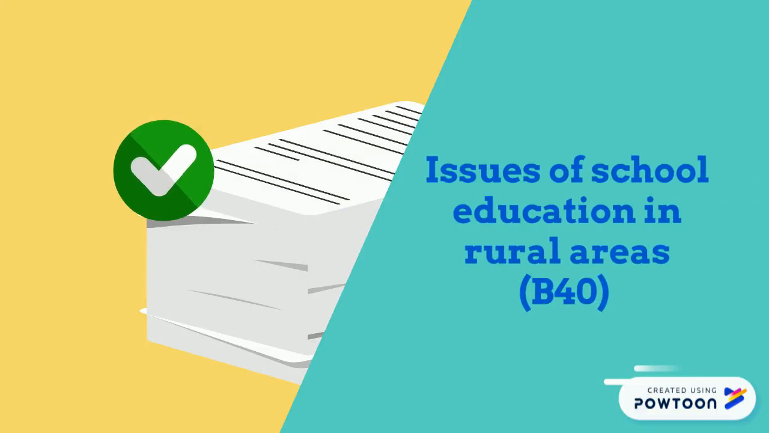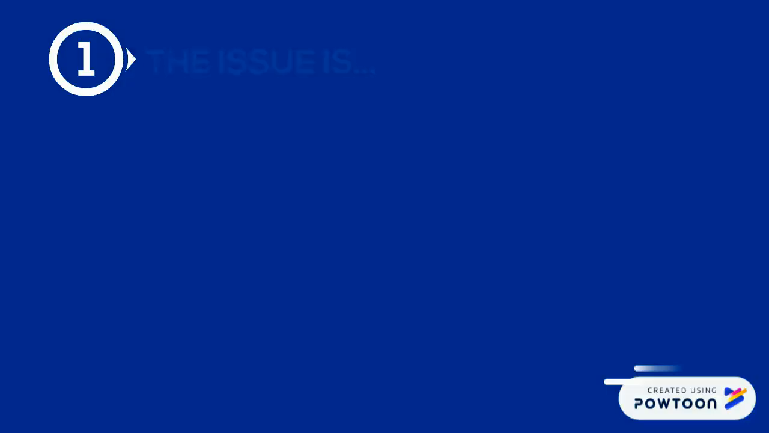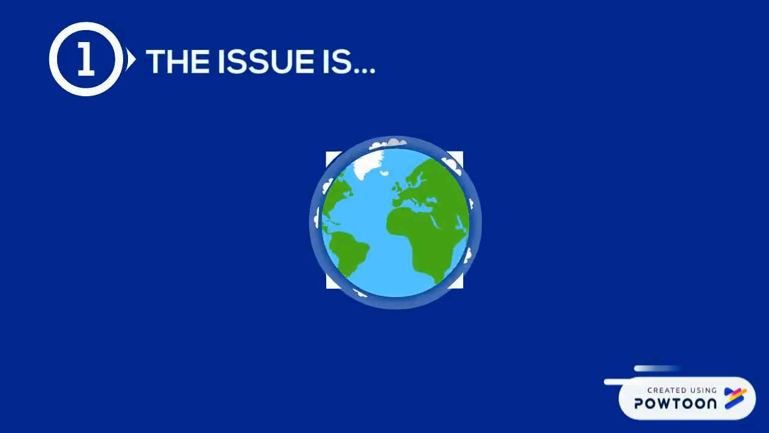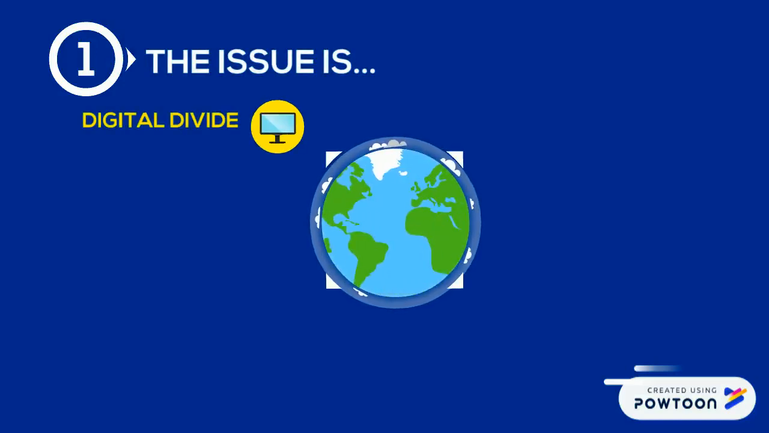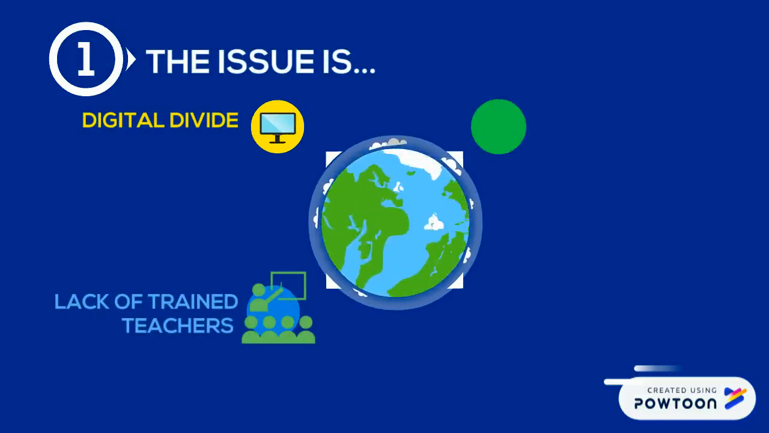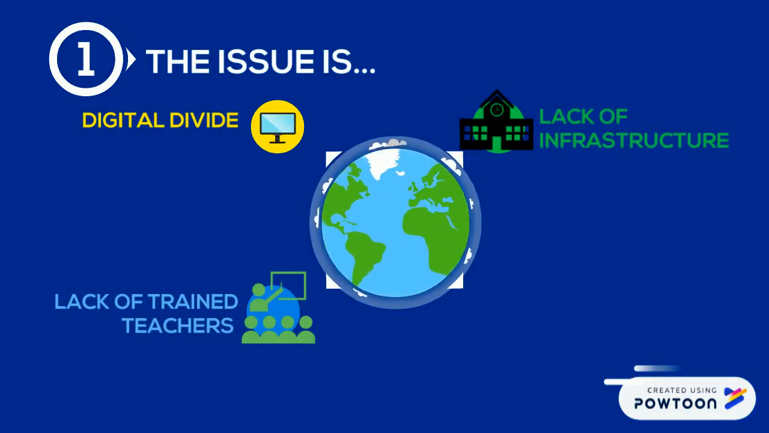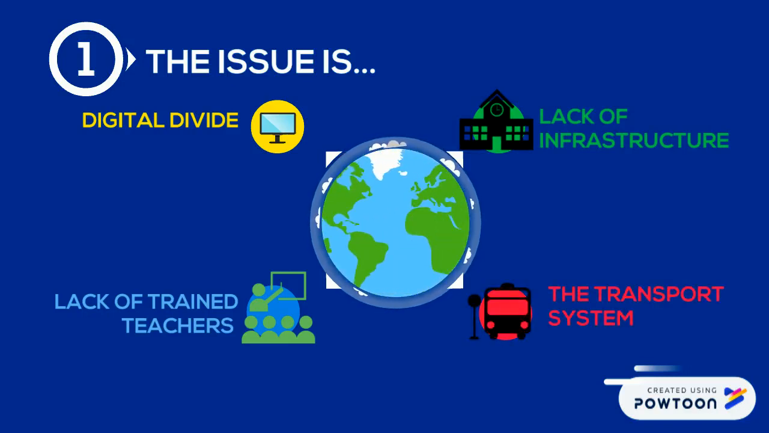The issues of school education in rural areas. There are four issues. First, digital divide. Second, lack of trained teachers. Third, lack of infrastructure. And last, the transport system.